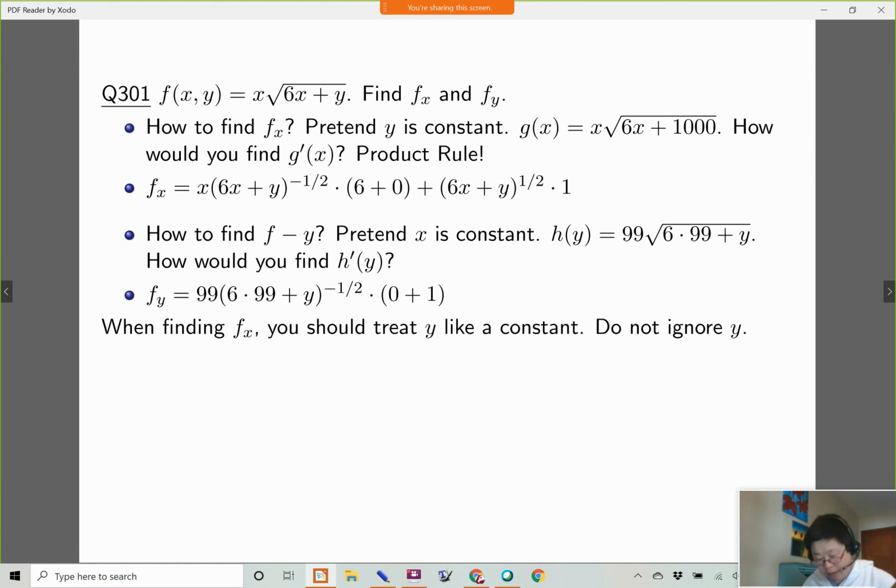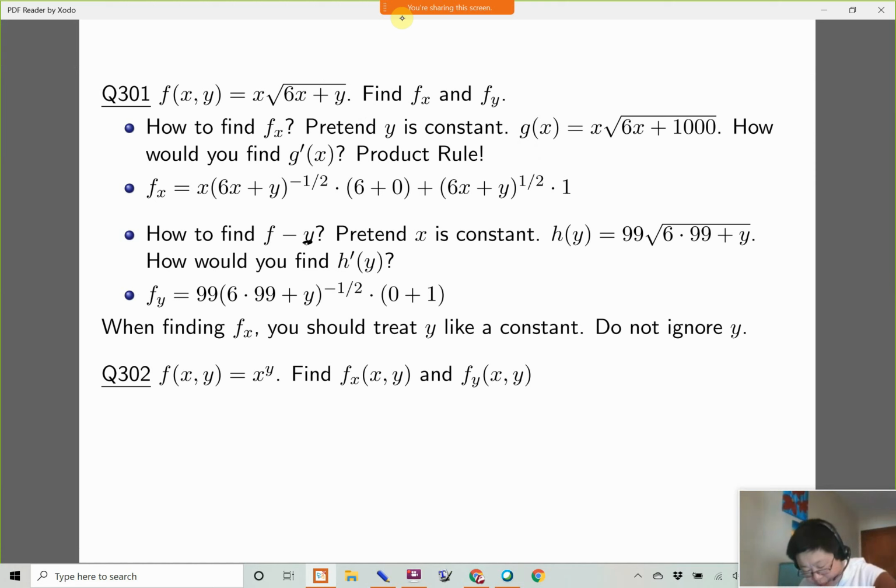Okay, and then when finding f sub x, you should treat y like it's a constant. Don't ignore y. That's kind of what sometimes people hear: I should ignore the variable, but that's not actually what's happening. So here's a small example that I think helps illustrate this point.